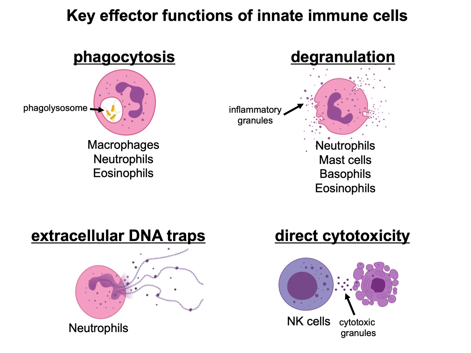I'm going to divide this into 4 key effector mechanisms mediated by these inflammatory innate cells at sites of inflammation. The first is phagocytosis, that's mediated largely by macrophages, neutrophils, and eosinophils. The second is degranulation. Neutrophils are the most famous for this during most infections, but mast cells are also major contributors to this degranulation effect. And these inflammatory granules really ramp up the inflammatory response within the tissue. I'm also going to mention these extracellular DNA traps that are produced by neutrophils. And lastly, we'll talk about direct cytotoxicity, which is a function of natural killer cells.